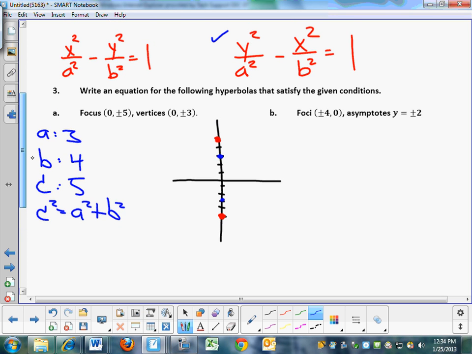Oh, good. The vertices always tell us A. The vertices always tell you A. Focus points always tell you C. The asymptotes are made up of A and B. In order to find B, we have to use this formula. It could say the endpoints of the minor axis for the ellipse. So major axis would be the vertices for an ellipse. Minor axis would be the B values.